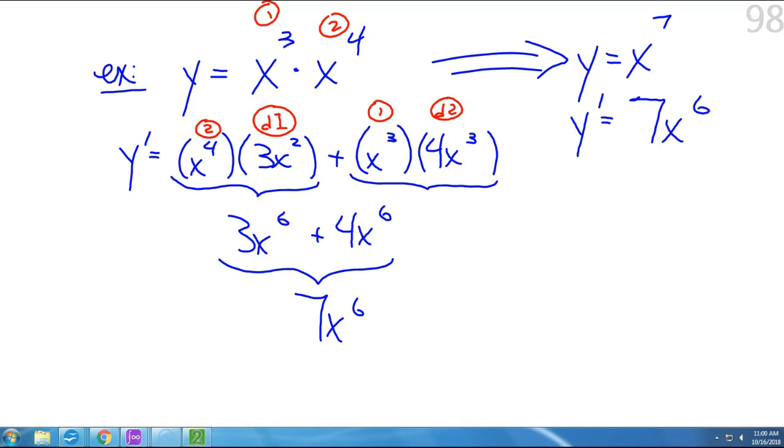So first of all, does it make sense that you can't just take the derivative of each and multiply them together? Like I showed you that didn't work, right? So this rule does work. Questions on anything yet?